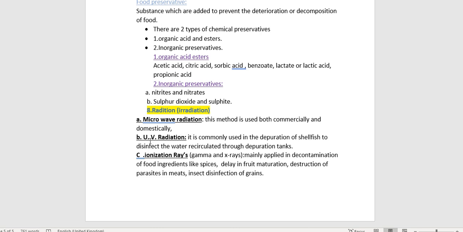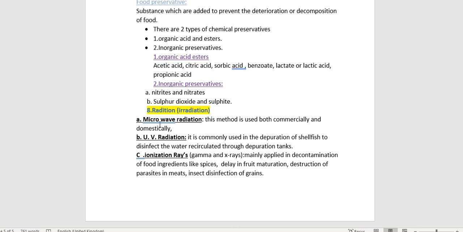Then UV radiation is commonly used in the depuration of shellfish to disinfect the water recirculated through depuration tanks. Then ionization rays, which are nothing but gamma rays and x-rays, are mainly applied in decontamination of food ingredients like spices, delay in food maturation, destruction of parasites in meats, and insect disinfection of grains. So in the radiation type of preservation, most often the ionization rays, that is gamma rays and x-rays, are applied in the food industry when compared to the other rays.